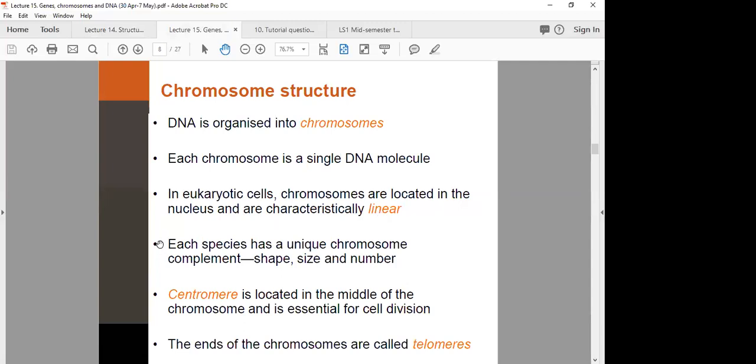rather than linear. Each species of organism has a unique chromosome complement, that is, a unique number of chromosomes in the nucleus of each cell, shape of chromosomes and size of chromosomes. Just a couple of terms here. A region called the centromere is located in the middle of the chromosome, and this is essential for cell division. The 2 ends of each chromosome are referred to as telomeres.